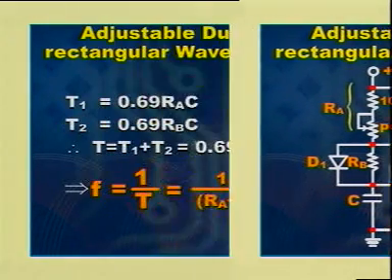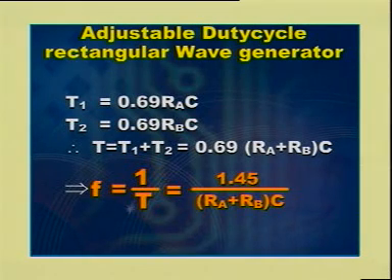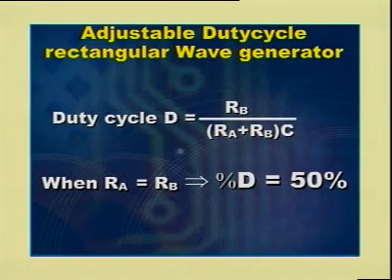Now, the discharging time period is given by T2 equal to 0.69 RB C. Therefore, total time period T1 plus T2 equal to 0.69 into RA plus RB into C. If RA equal to RB, then we get percentage D equal to 50%.